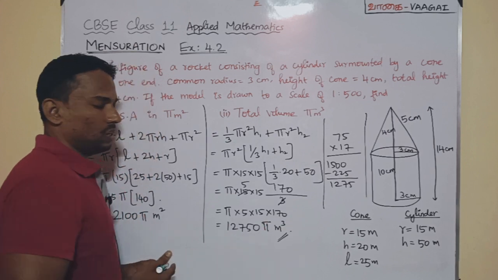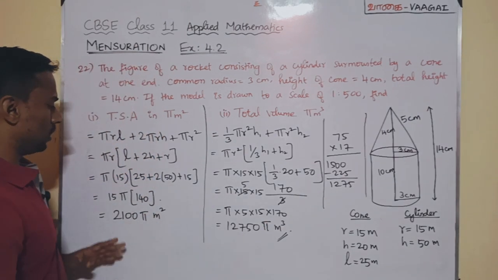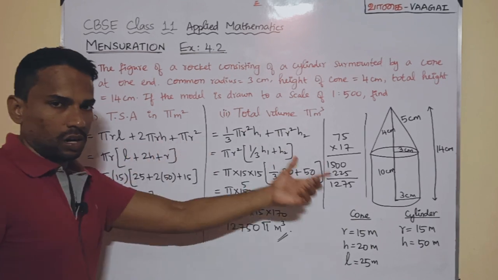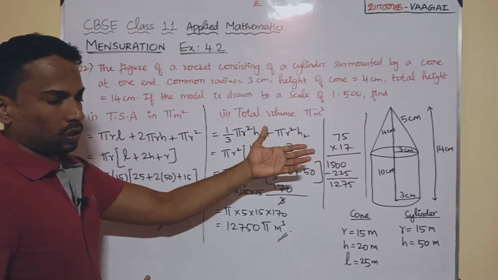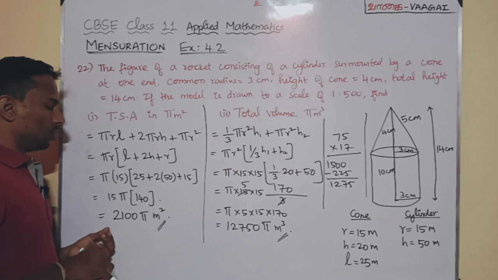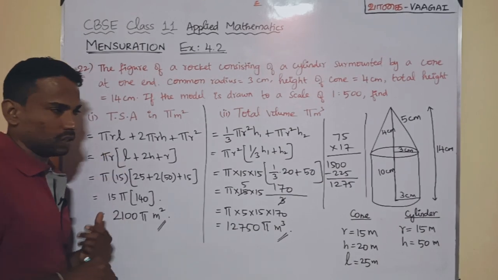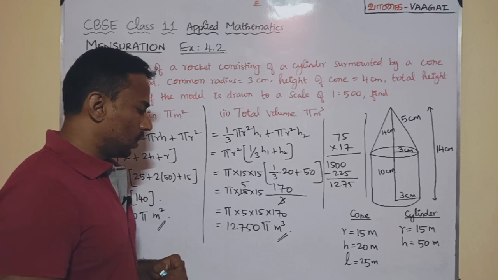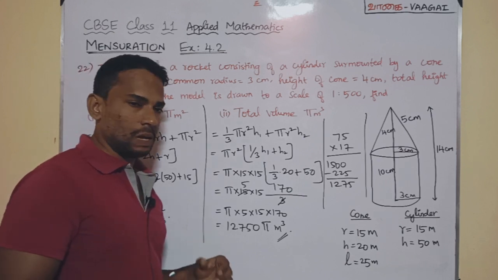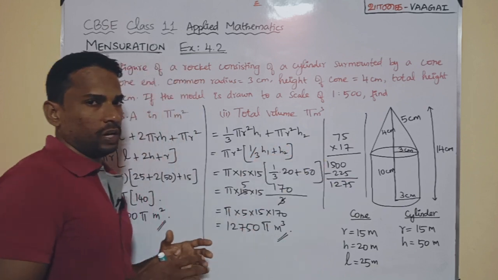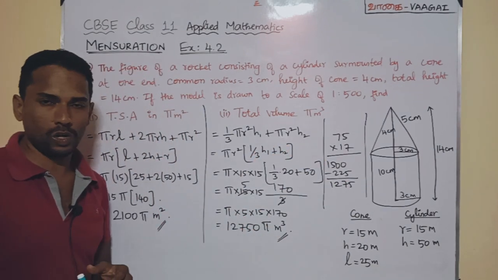So if you carefully see here, this is going to be the total surface area, yeah, total surface area of the rocket portion. So what is the answer? 2100 pi meter square is going to be the total surface area of this rocket portion, and 12,750 pi meter cube is going to be the volume of this rocket portion. And these are going to be the answers for your question number 22.